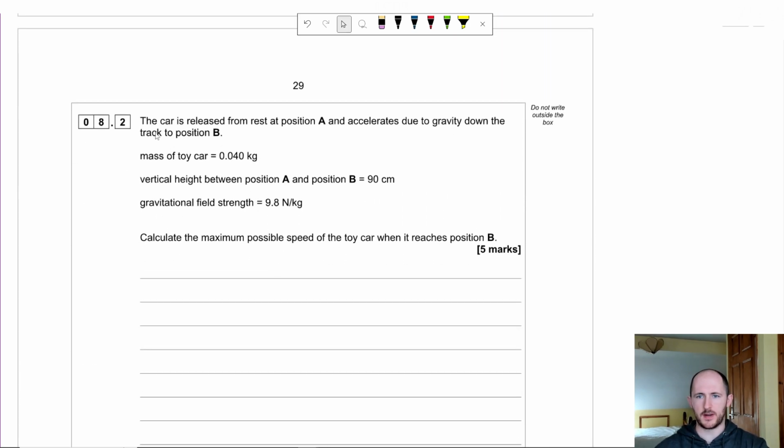For part 2, the car is released from rest position at A and accelerates due to gravity, to position B. The mass is given here, the vertical height between those two positions, and the gravitational field strength. Calculate the maximum possible speed of the car when it reaches B.